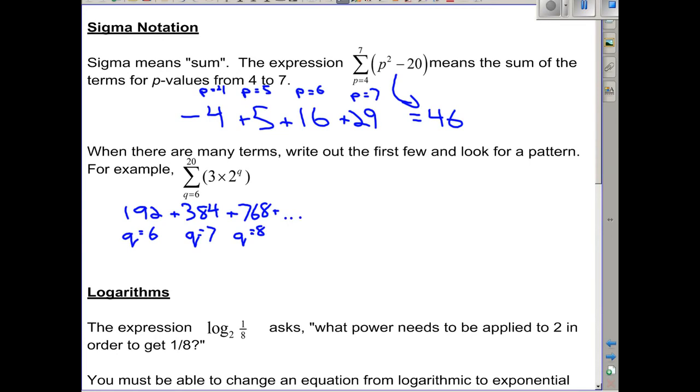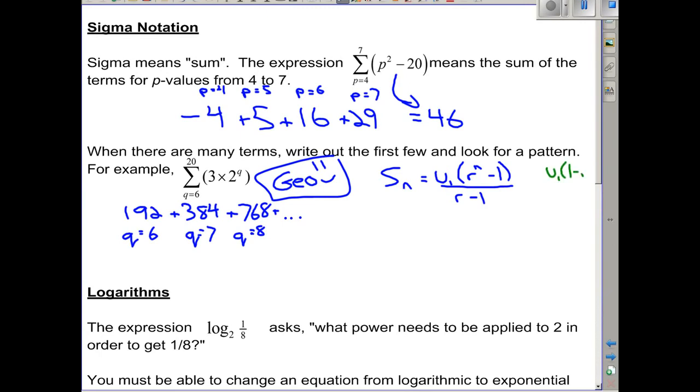Now let's see what we have here. 384 and 192. We seem to have doubled and then doubled again. This is a geometric series that we're showing here. So rather than write them all out and add them up, I can go to my geometric series formula. And this is the version of it I like to work with. Some people might use this one, which is also good. Makes no difference.